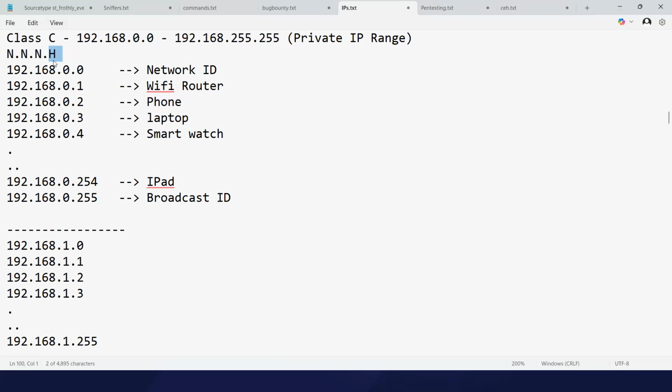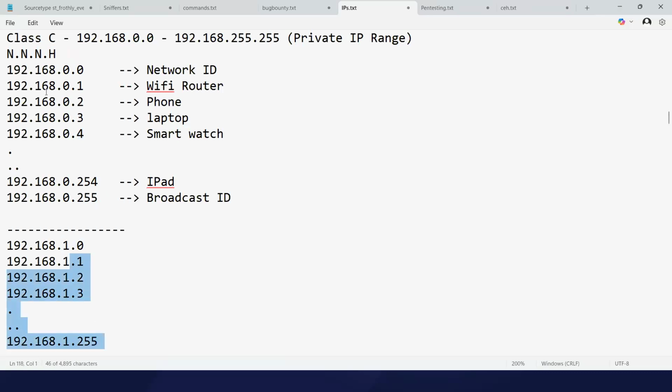Let me elaborate. Now we know the first IP in Class C is 192.168.0.0. According to the sequence, the next IP would be 0.1, 0.2, 0.3, 0.4, 0.5, 0.6, and it goes all the way up to 0.255. Now after 0.255, you have 1.0. Again, there's the next sequence.